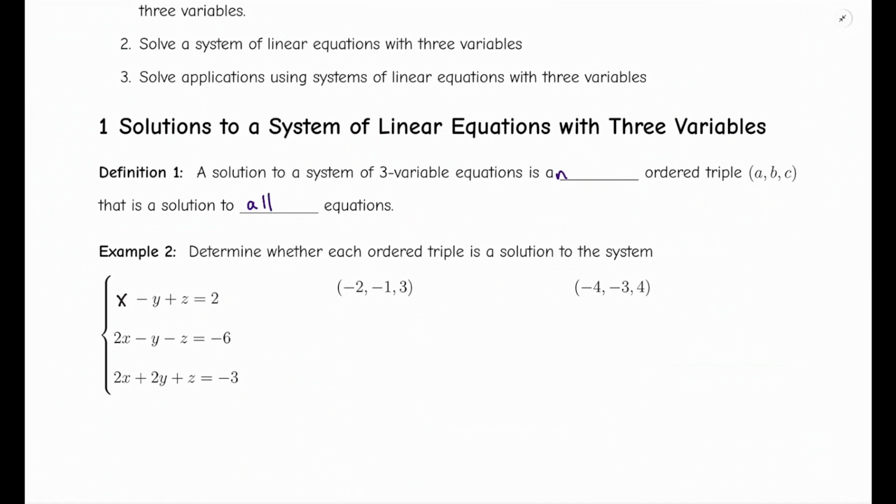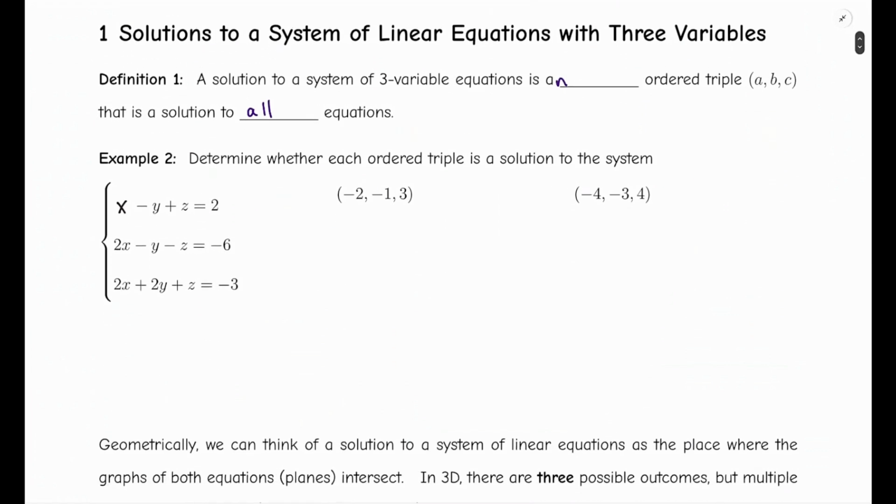Example 2. Determine whether each ordered triple is a solution to the system. x minus y plus z equals 2, 2x minus y minus z equals negative 6, 2x plus 2y plus z equals negative 3. And the first point is (negative 2, negative 1, 3). Let's plug that in. We get negative 2 minus negative 1 plus 3, and that does equal 2. So that checks out. And then we have 2 times negative 2 minus negative 1 minus 3. That does equal negative 6, so that checks out.